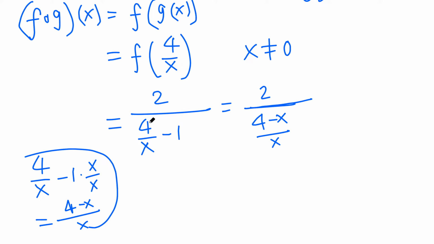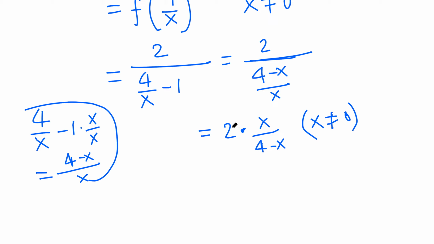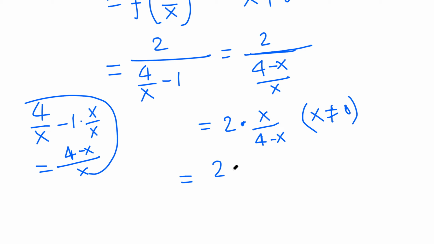Now remember, this is the initial division. So we keep, change, flip. So 2 times x over 4 minus x, and we already have x not being 0. That's the restriction coming from g. 2 times x means 2x over 4 minus x. That's the function f circle g.